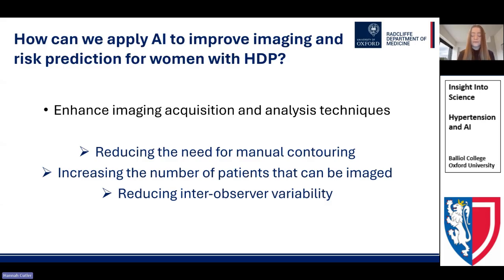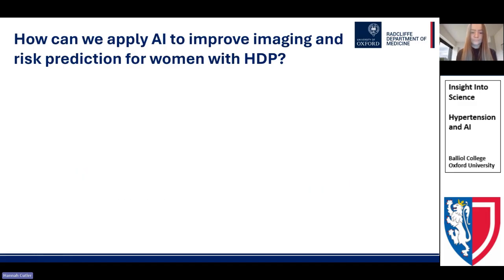One difficulty with manual contouring is that one person might contour an organ one way and someone else might contour it differently. That can cause difficulties because they might accidentally contour it wrong and then diagnose a patient with something they don't have. If we can have AI do it, there might be fewer problems and less inter-observer variability. It will also reduce the amount of staff that you need, and it might reduce costs. So it would be really good to have AI enhance imaging acquisition and analysis techniques.